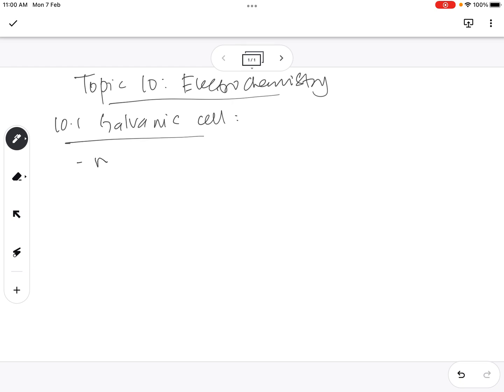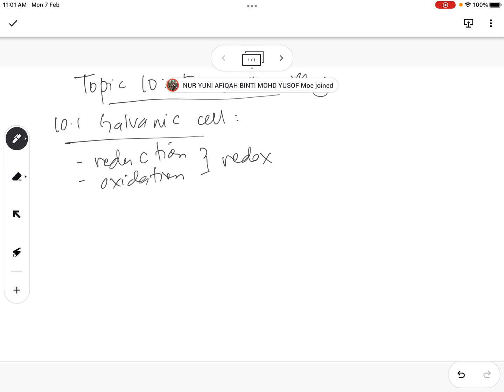The first one is called reduction. The second one is called oxidation. Okay, together we call them as redox reactions, which shows that oxidation and reduction occurs simultaneously. Okay, and then ini sebenarnya kita dah belajar masa dekat semester 1 when we learn balancing the redox equation.